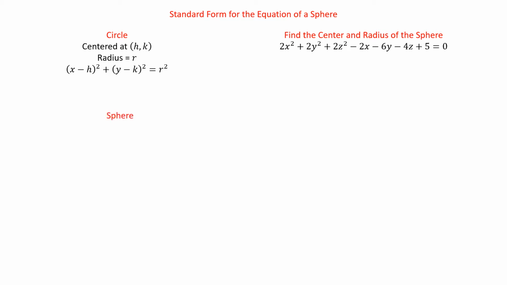So for a sphere, we're going to center it at h, k, j. Why do we use j? Because it's the letter that comes after k. The radius equals r, and so it's going to be the same thing: x minus h squared plus y minus k squared plus z minus j squared equals r squared.